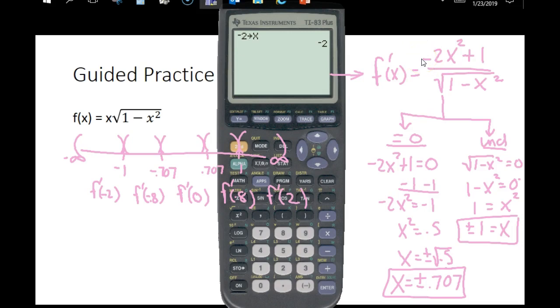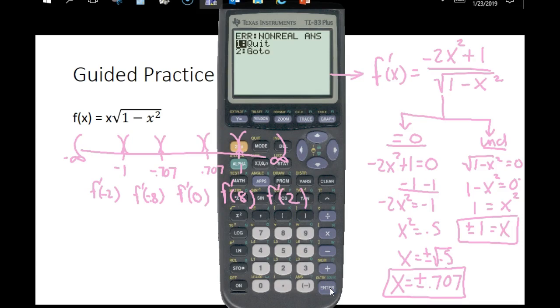Now, when you type this in, you've got to make sure your entire numerator is in a set of parentheses, and it can't hurt to also do it with your denominator. Okay? In some cases, it's just going to be necessary, so it's a good habit to make. So we have negative 2x squared plus 1, divided by the square root of 1 minus x squared. Close the parentheses, and we should be able to push enter, and it says error.